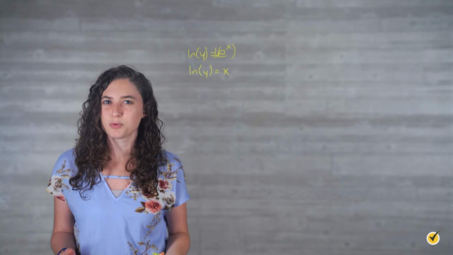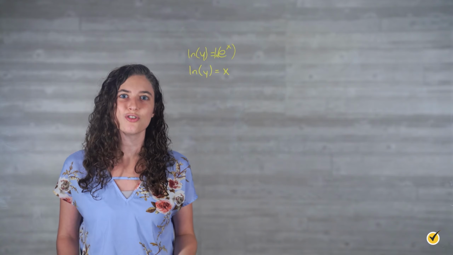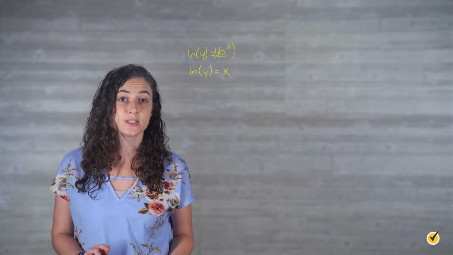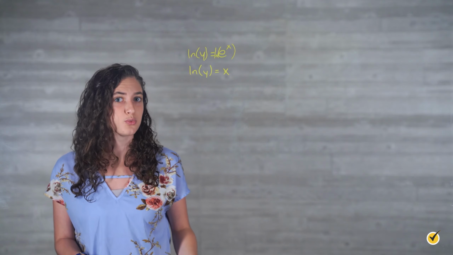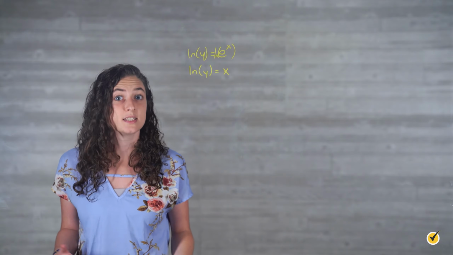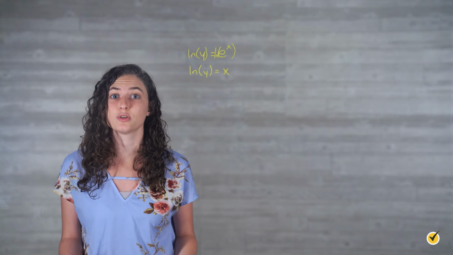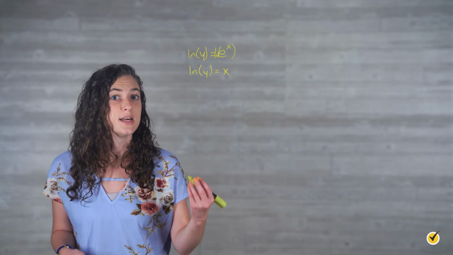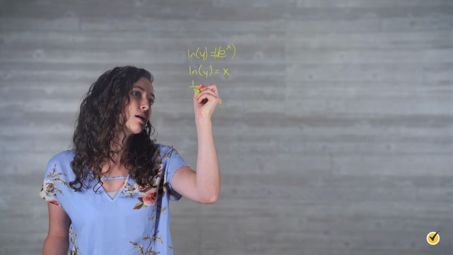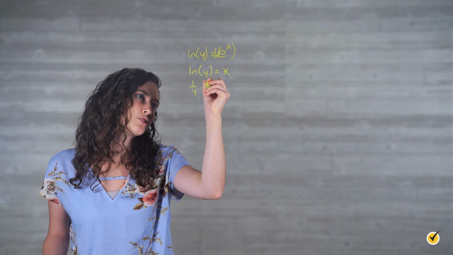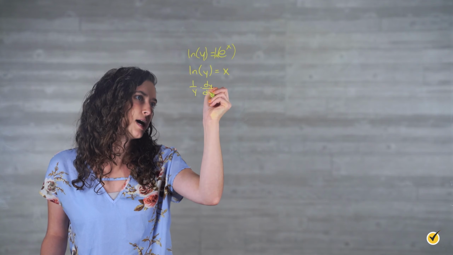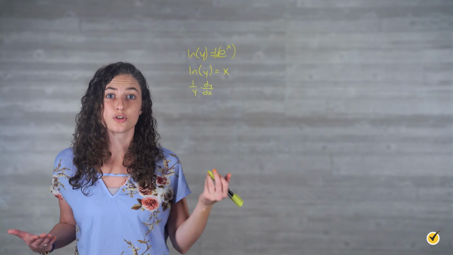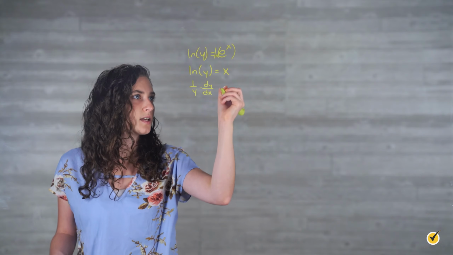The next step in this proof is a little bit sneaky, so follow along carefully. We are going to differentiate both sides with respect to x. Since y is a function, we need to treat the left side with the chain rule. Using the formula from earlier, this gives us 1 over y multiplied by the derivative of y with respect to x. The derivative of x on the right side gives us 1.